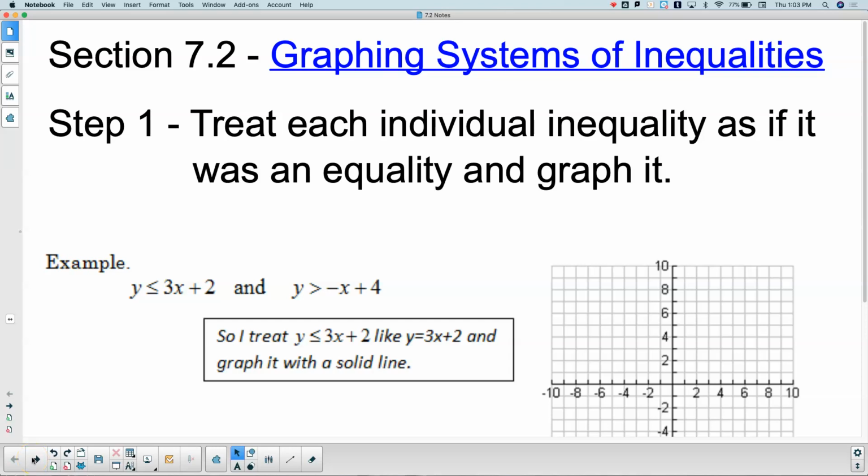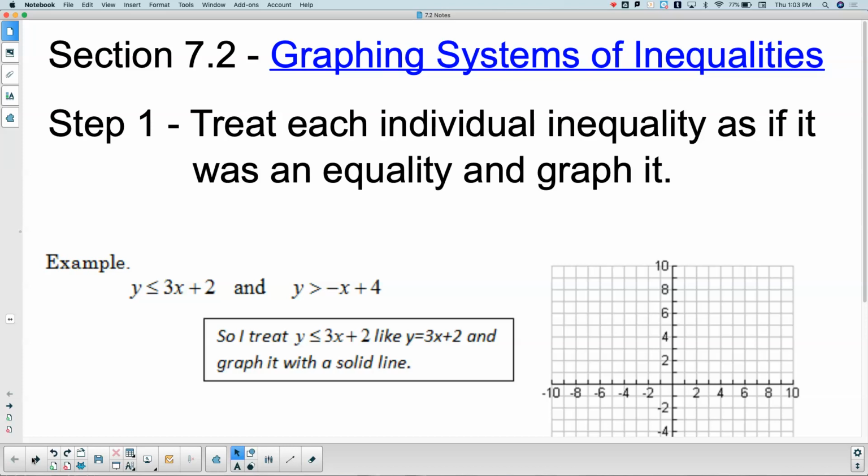Hey, so I gave you a note sheet for today. We're going to be graphing systems of inequalities. So very much similar to graphing a system of equalities, that's what we did yesterday, except now with inequalities comes shading. Okay? So we have that component that I'm adding in today, that tool.